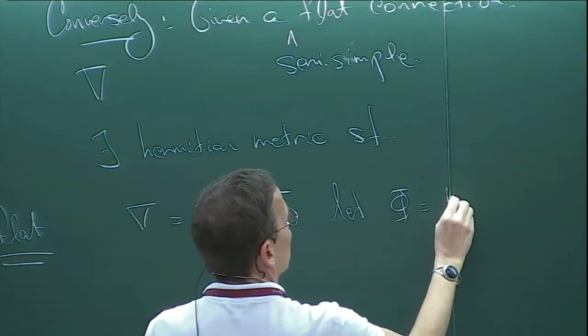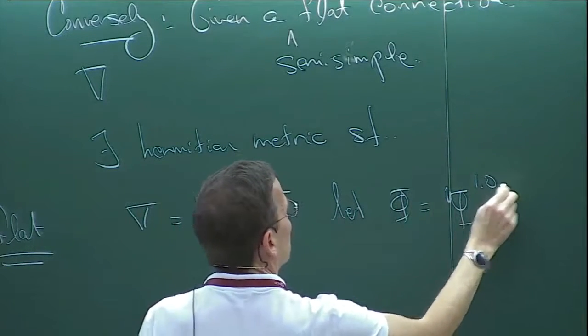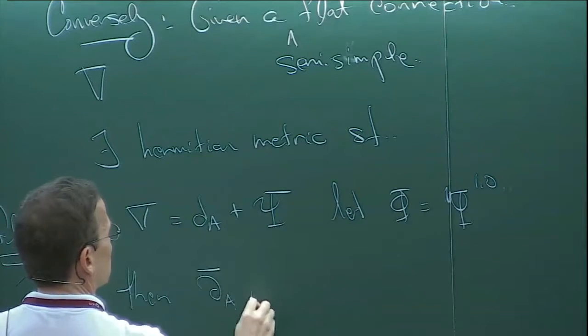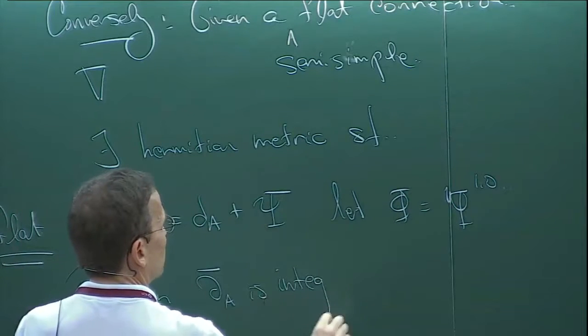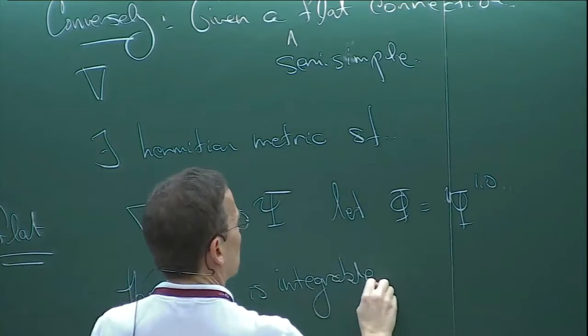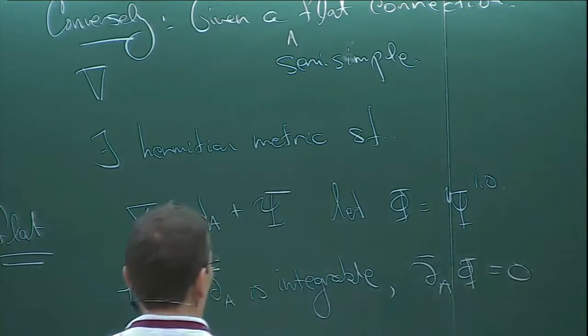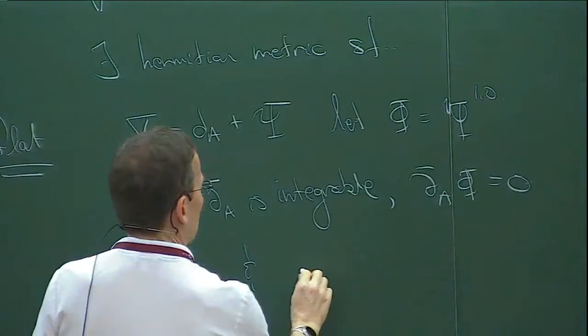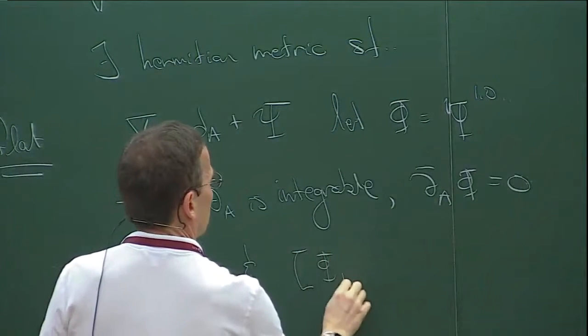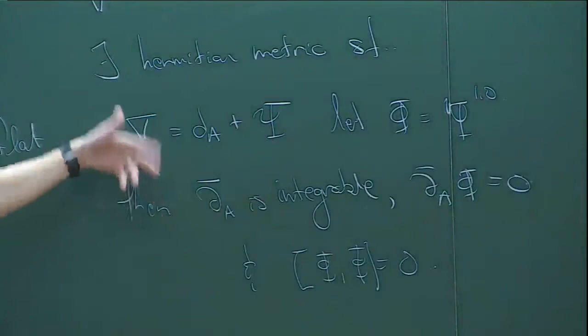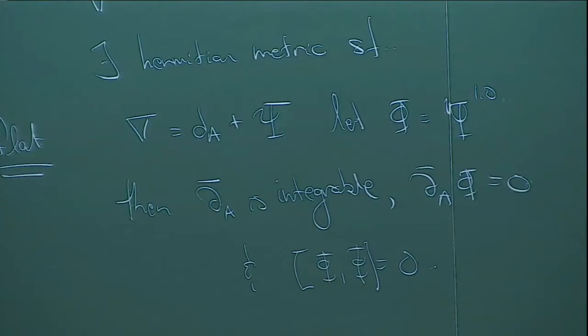phi be the (0,1) part, then the d-bar operator d-bar_A is integrable. It defines a holomorphic bundle. d-bar_A of phi is 0, and so this is a holomorphic section, and phi wedge phi is 0. So this connection comes from a Higgs bundle over here. So this is the correspondence. This is the non-abelian Hodge correspondence.